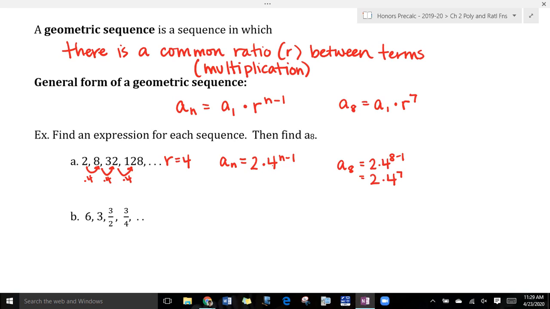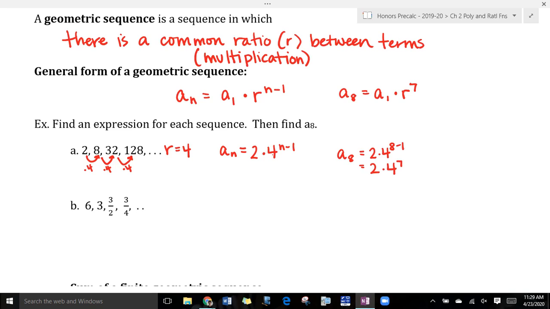Okay, letter B. Again, we have a sequence: 6, 3, 3 halves, 3 fourths. I want to make sure that this is geometric, so let's see what kind of r value we would have. To get from 6 to 3, thinking in terms of multiplication, we'd be multiplying by a half. So does that stand true for the next two? From 3 to 3 halves, yeah, we're multiplying by a half. From 3 halves to 3 fourths, there's another times a half. So this is, in fact, geometric with r is a half.